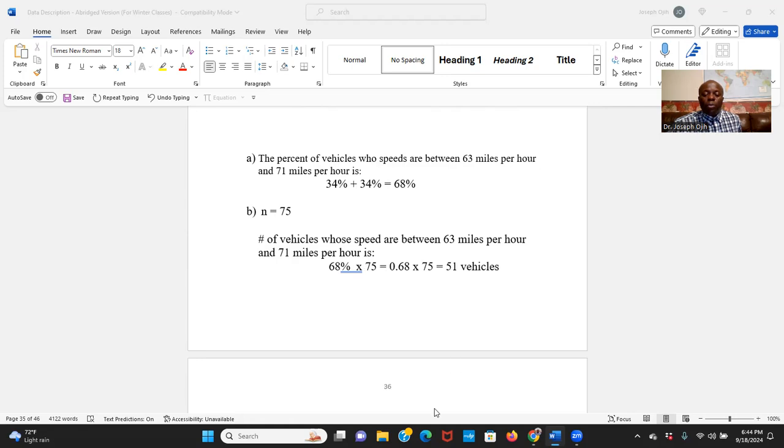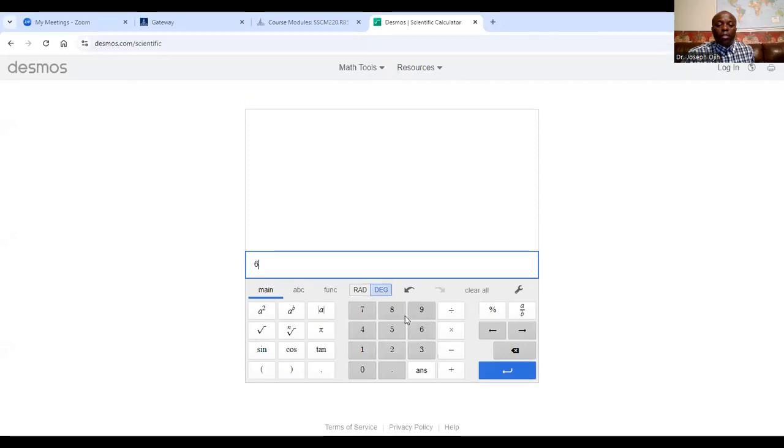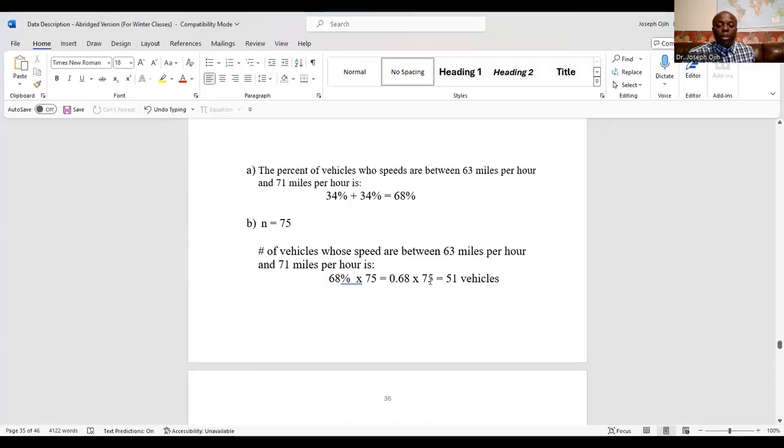To change to decimal, normally what you do is divide by 100. Say 68 divided by 100. That gives 0.68, which is what we used. So we multiply by 75. After we do the multiplication, we get 51 vehicles.